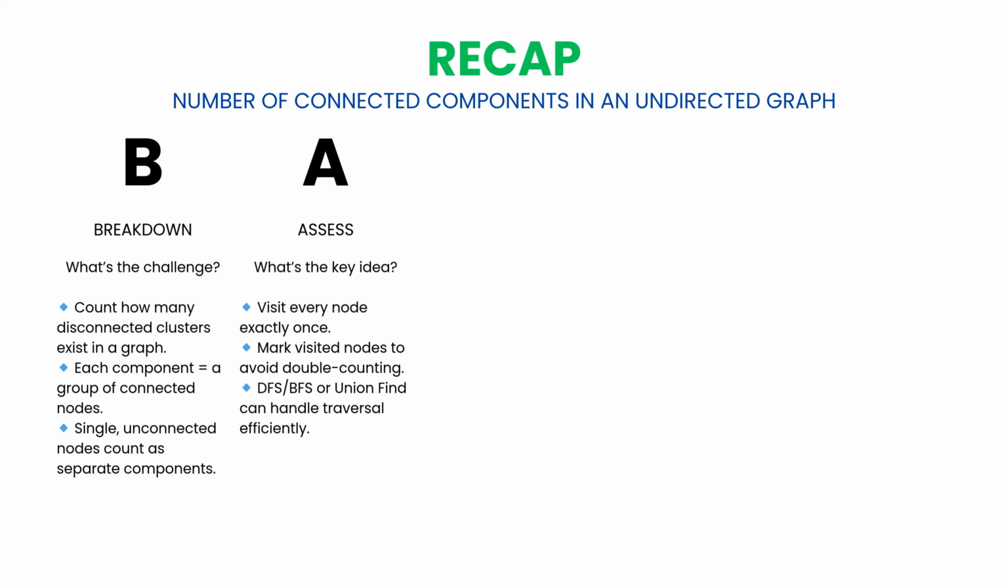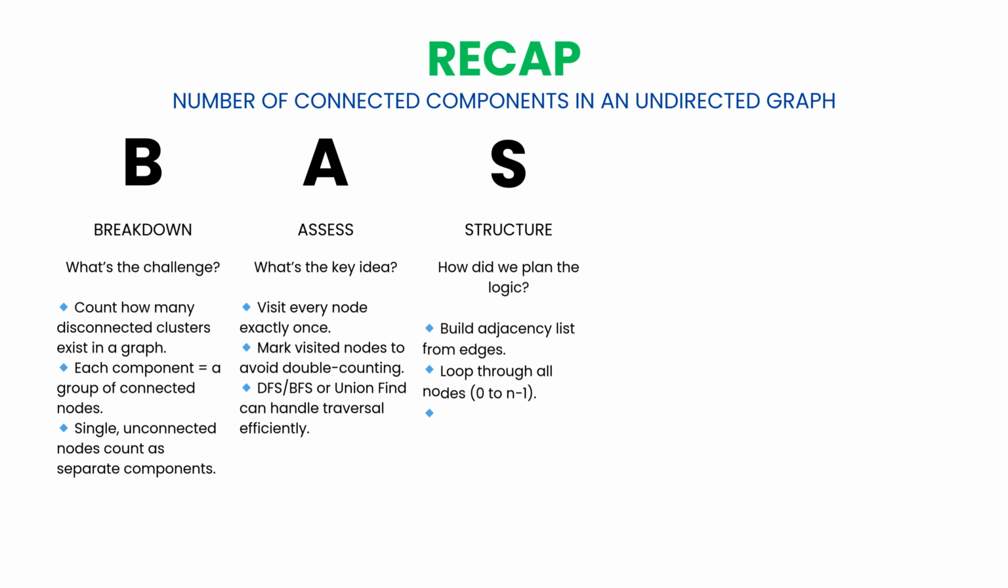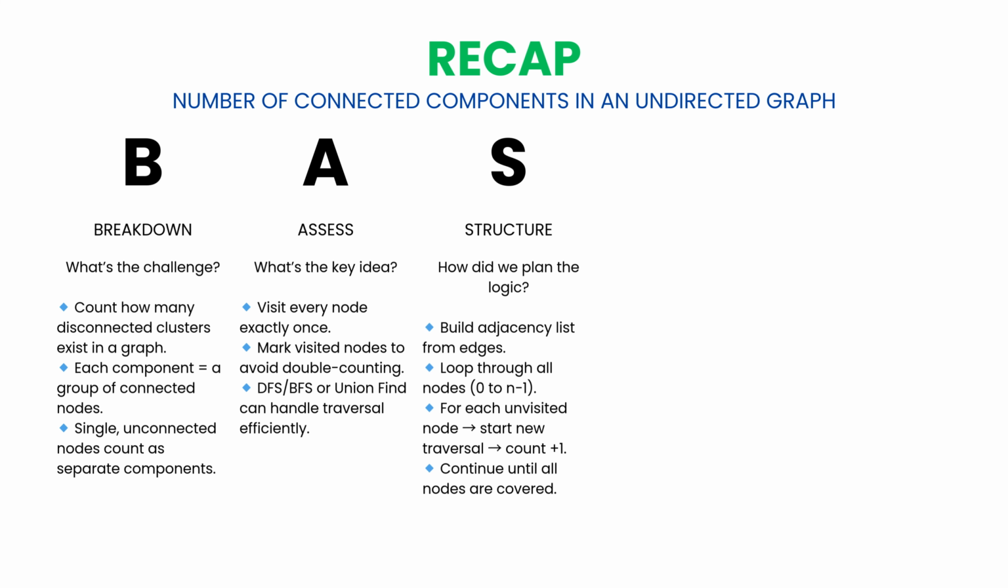Union-Find, DSU, is an efficient alternative for merging connections. Plan of attack: build an adjacency list from the edges. Keep a visited set/array. Scan nodes 0 to n-1. When we find an unvisited node that starts a new component, increment the count and explore all reachable neighbors. Continue until all nodes are processed, then return the count.